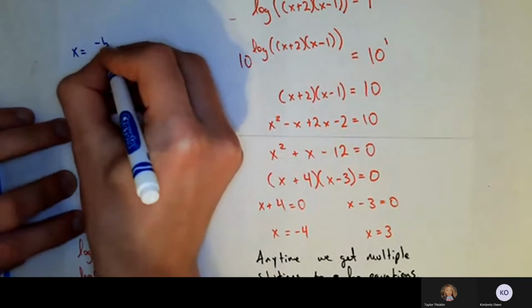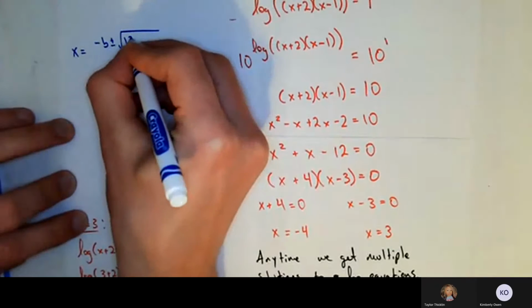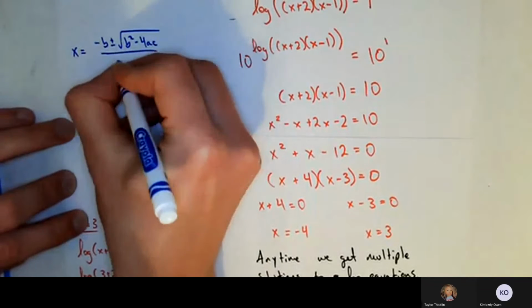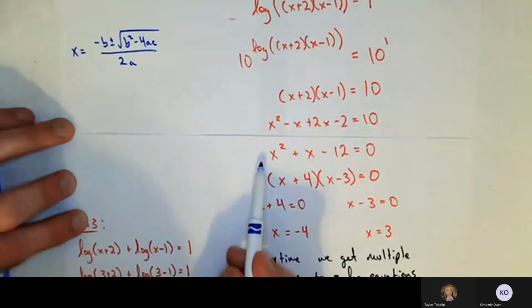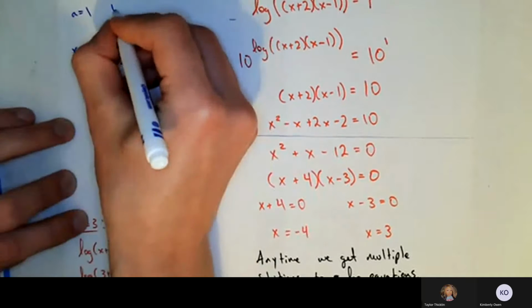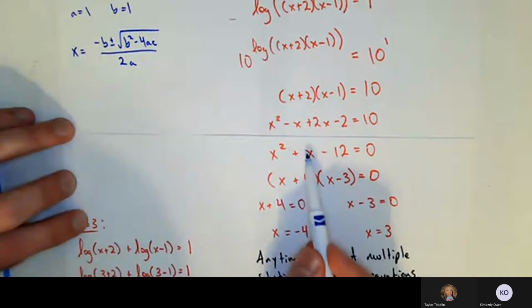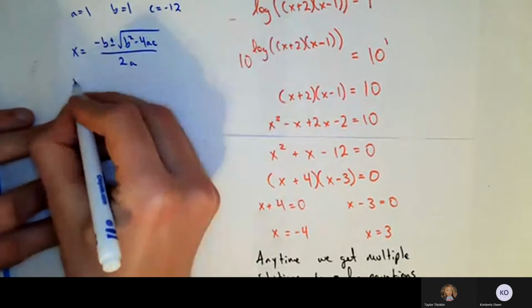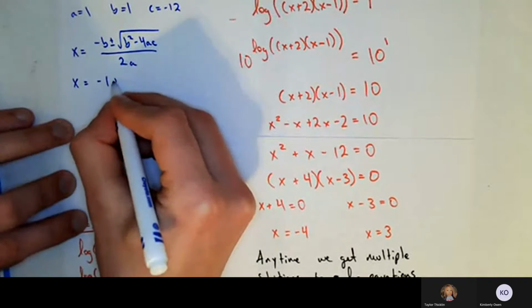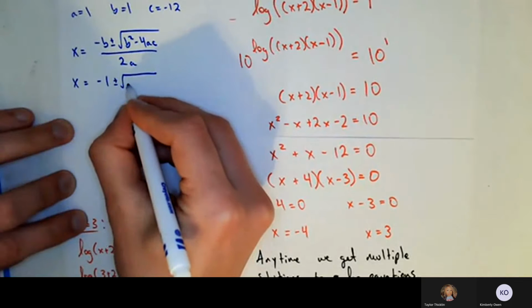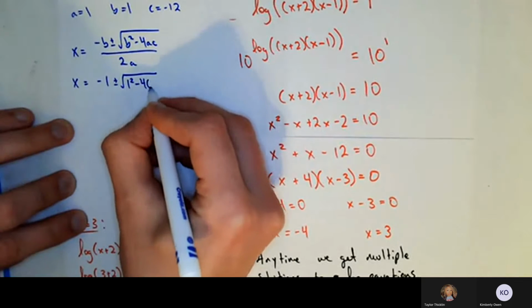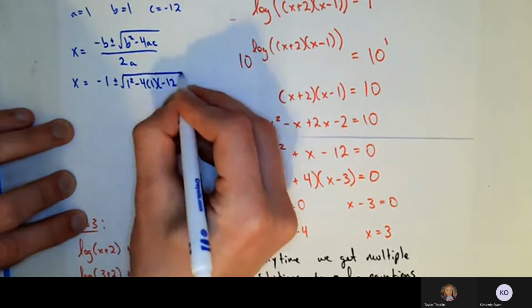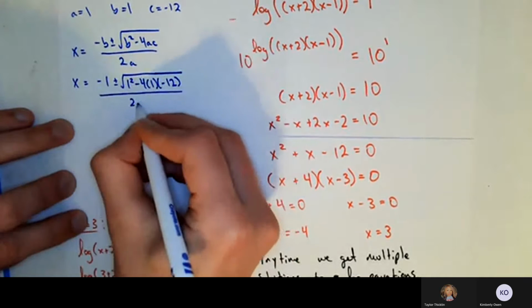X is equal to negative b plus or minus the square root of b squared minus 4ac, all over 2a. In this form here, a is 1. That's the coefficient up here. So a is equal to 1. B is also equal to 1, right? That's the coefficient right here in the middle on the linear term. And c is negative 12. If I plug those in, negative 1 plus or minus square root of 1 squared minus 4 times 1 times negative 12, all over 2 times 1.